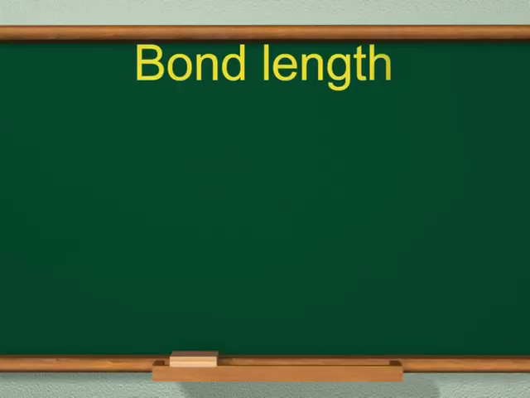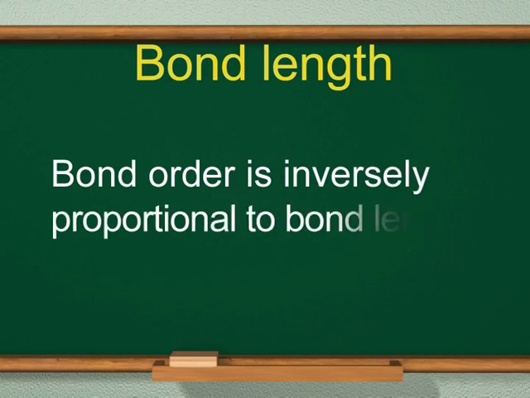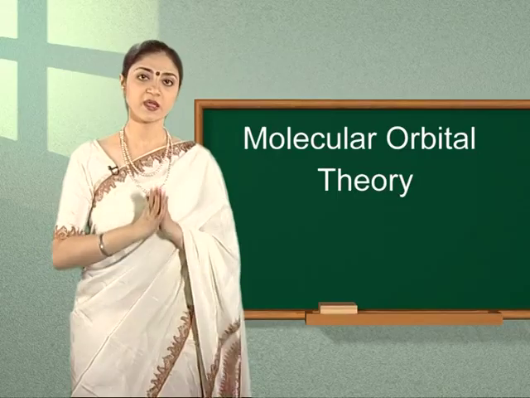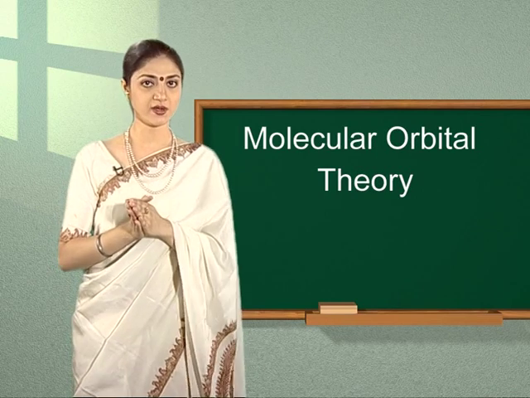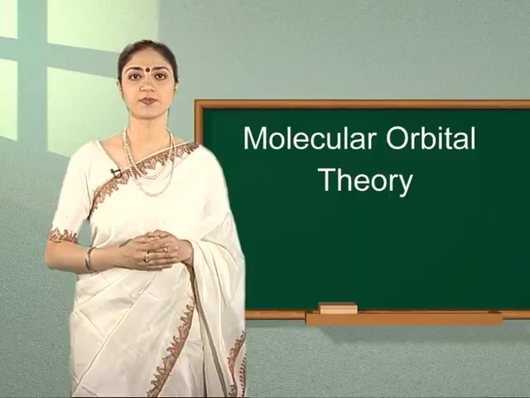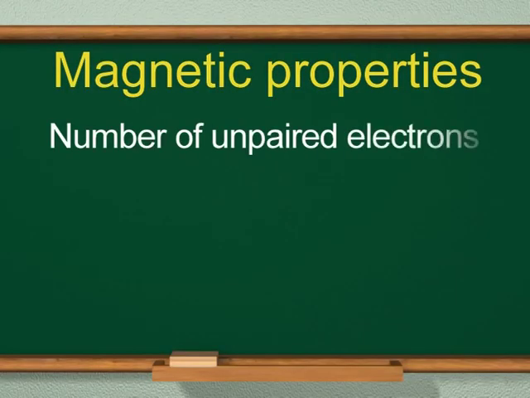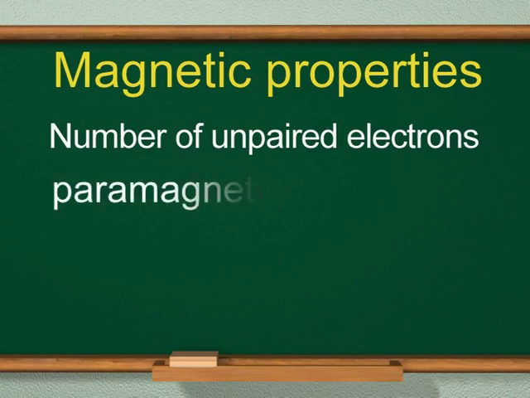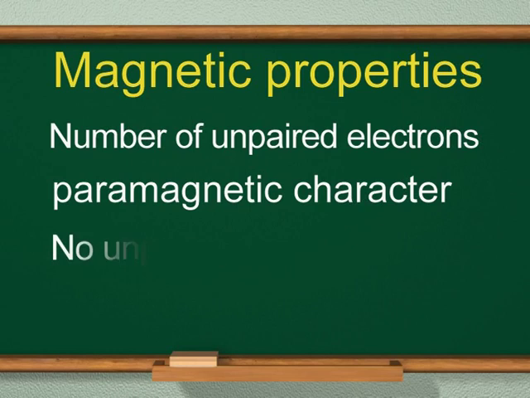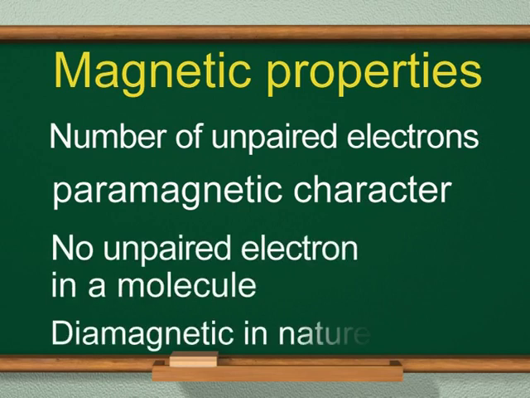Bond length. Bond order is inversely proportional to bond length. If bond order is higher, bond length will be smaller and vice versa. Magnetic properties. Number of unpaired electrons helps in deciding the paramagnetic character. If there is no unpaired electron in a molecule, it will be diamagnetic in nature.